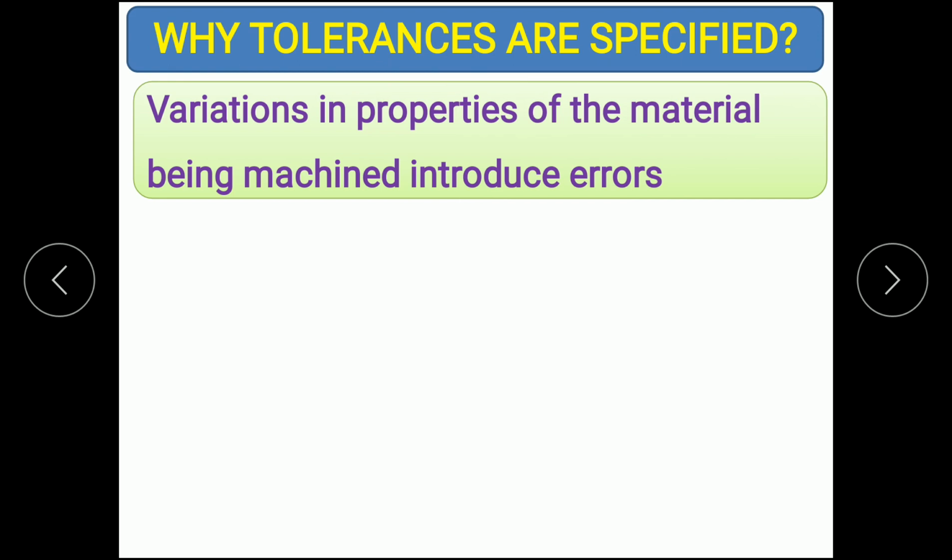Because there are many reasons, so why we need to provide the tolerances. First one is variation in properties of material being machined introduces errors. Material properties always change with respect to time, because of changes in temperature, environmental conditions, humidity and other parameters. Because of that, we need to provide the tolerance.